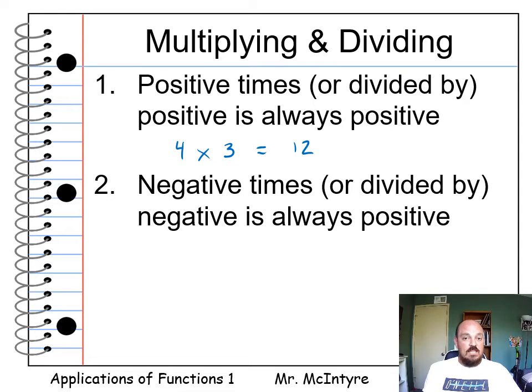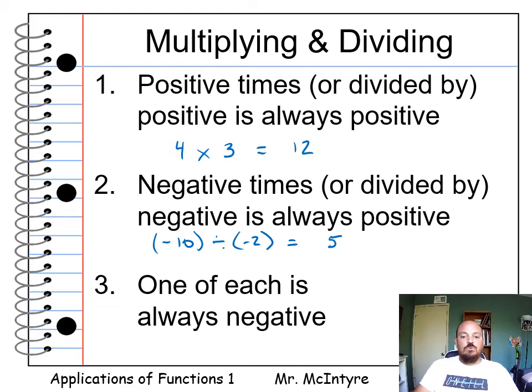Now, negative times negative, or negative divided by negative, is also positive. So I'll use dividing for this example. Let's say I do -10, and I'll put parentheses just to show it's a negative number, divided by -2. Well, the first thing you do is the number part. You say 10 divided by 2 is 5, and then at the end of the question, you have to decide whether the answer is positive or negative. And for this one, it's going to be positive, because that's our rule. Negative divided by negative is a positive.